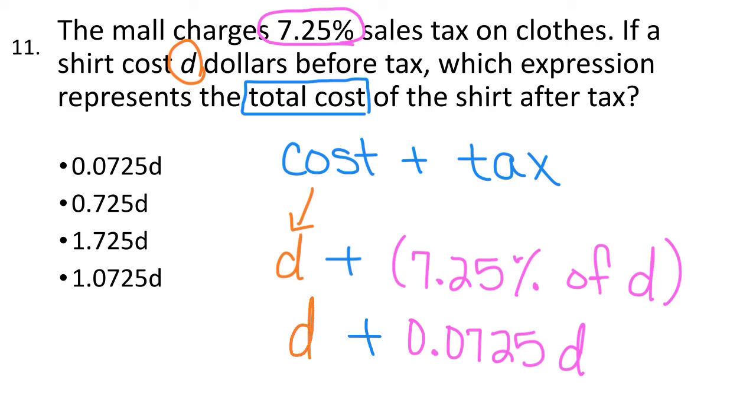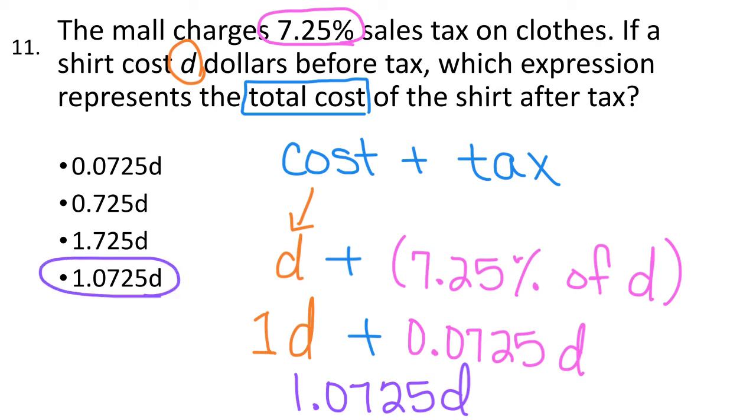Looking at this problem, we have a set of like terms. We have 1D plus 0.0725D. That gives us a total of 1.0725D, representing the total cost of the shirt after tax. That is option D.